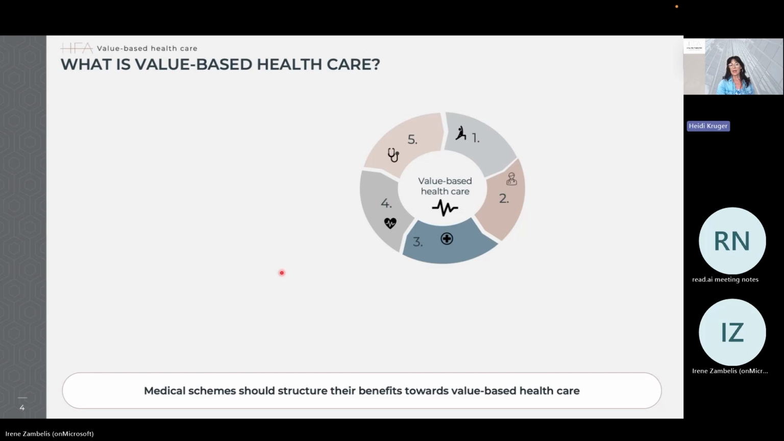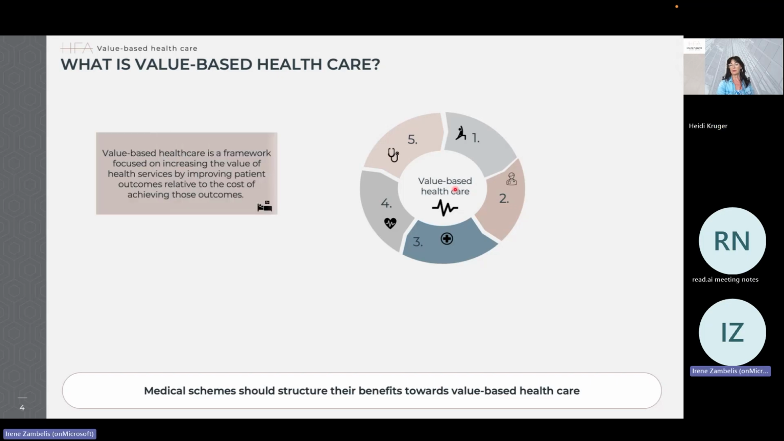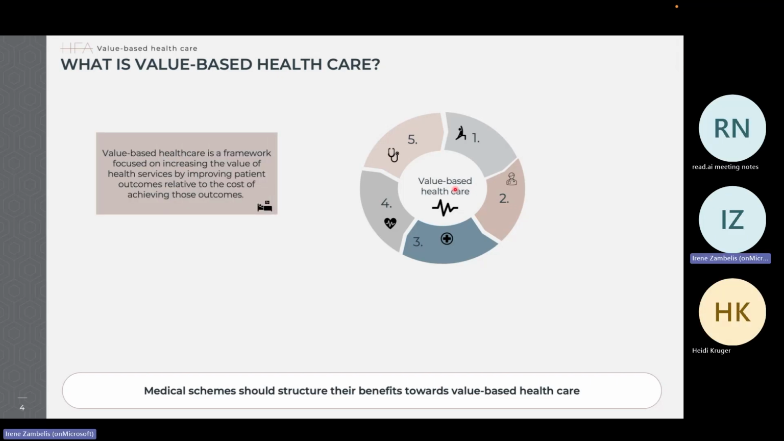Thank you, Irene. Another term that we hear so often in the context of managed care is value-based healthcare. Can you explain briefly what is meant by value-based healthcare? We can start with a definition, Heidi, and it is a term that the Council for Medical Schemes has also used in saying that the schemes must now start focusing more on value-based healthcare.